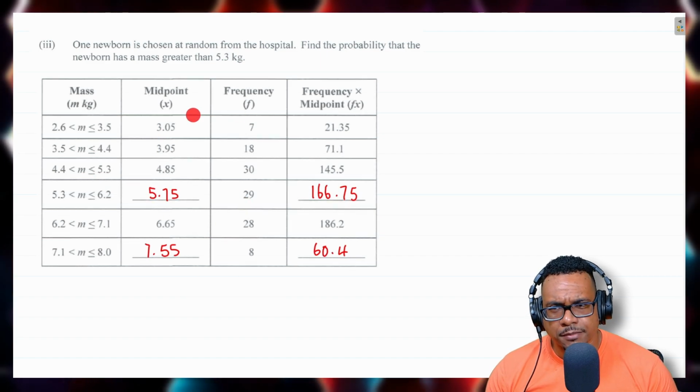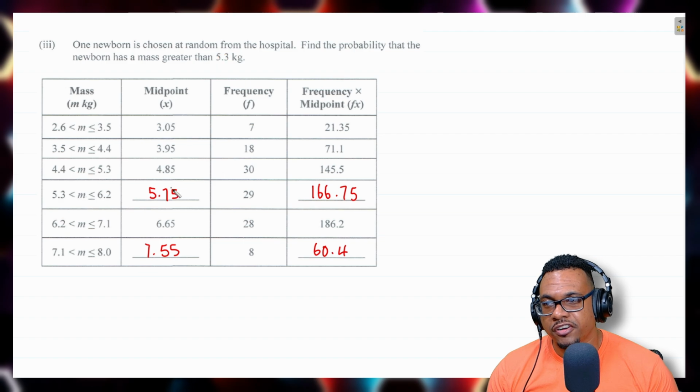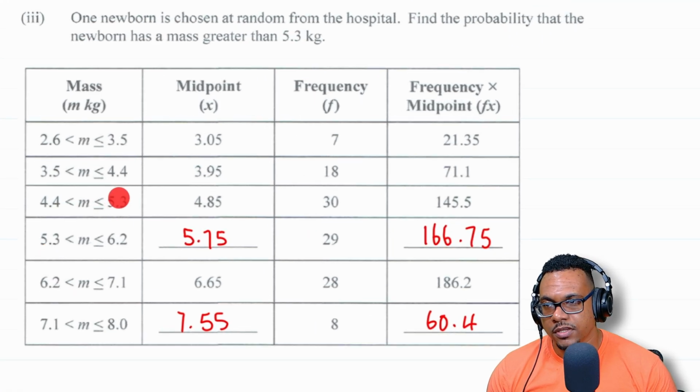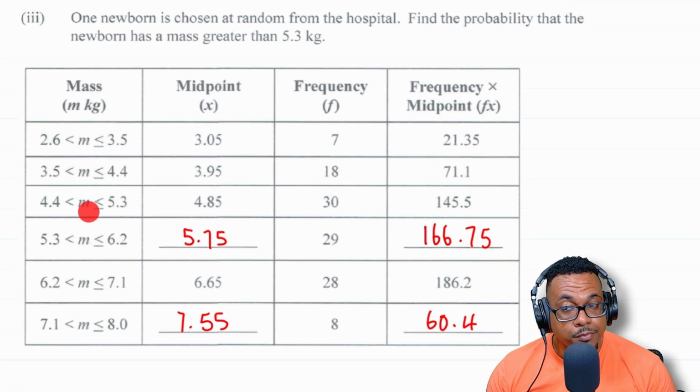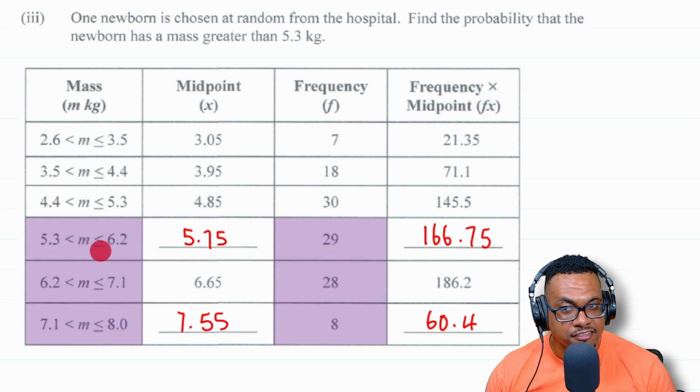So looking back at the table that we filled out, we have our mass here. We've seen this 5.3 kilograms here and also here. So we have to read this class interval properly. M is the mass, and here we're saying that the mass is less than or equal to 5.3. So that's not greater than 5.3. But in this class interval, we have the mass is greater than 5.3. So from this class interval and down, we'll have the mass being greater than 5.3.